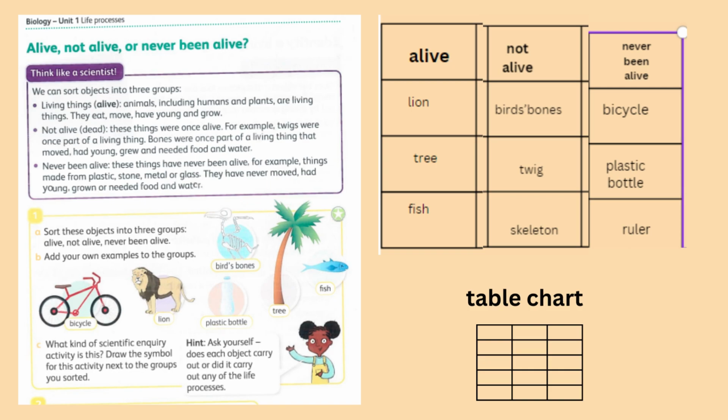So you can see all these things: bicycle, lion, bones, plastic bottle, tree, fish. So you can make three groups: alive, lion, tree, fish, and not alive: bird's bones, twigs, and skeleton. I have added these because in B they are telling you to add your own examples. So I have added for you: not alive, bird's bone, twig and skeleton; never been alive, bicycle, plastic bottle, and ruler.